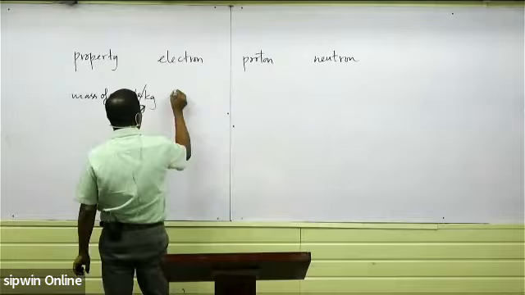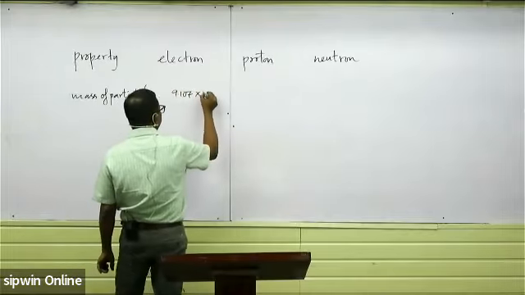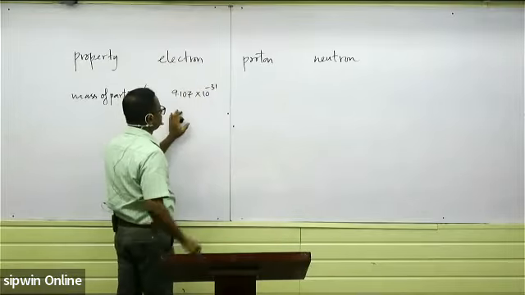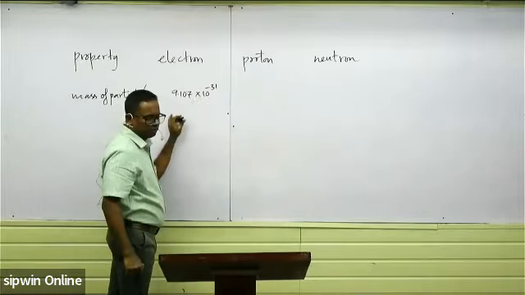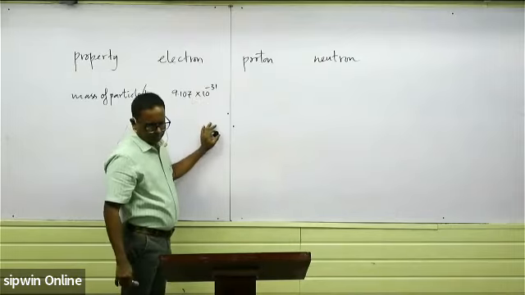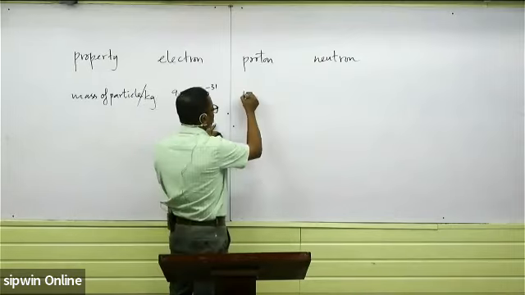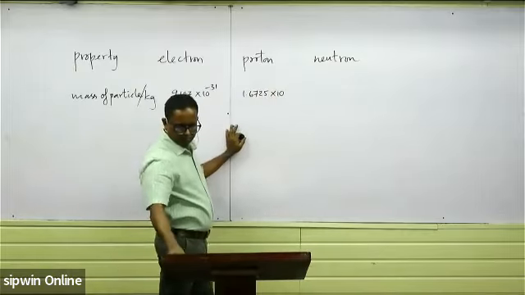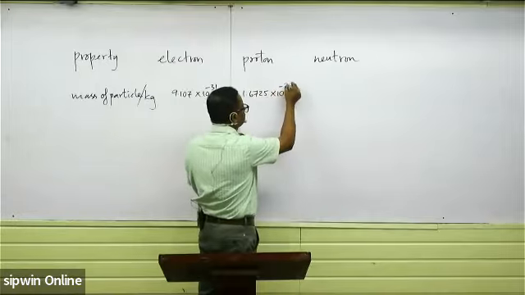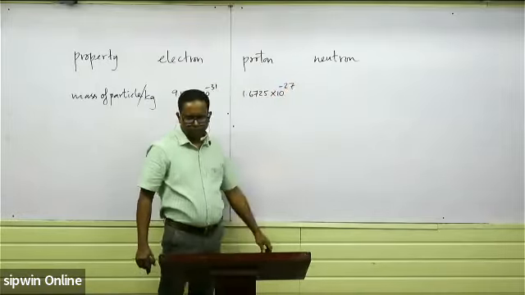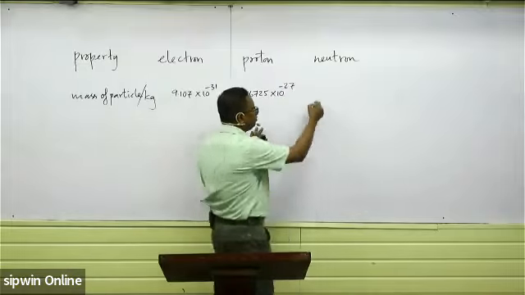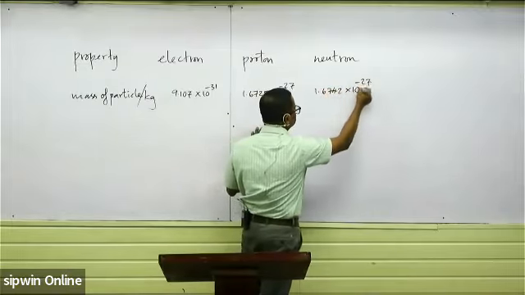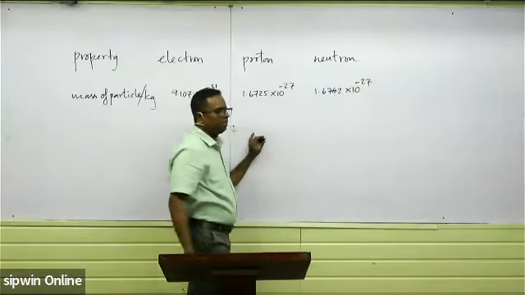Electron: 9.107 × 10 to the power minus 31. Then the proton: 1.6725 × 10 to the power minus 27. Here, the neutron: 1.6742 × 10 to the power minus 27. With that one take the idea, right?